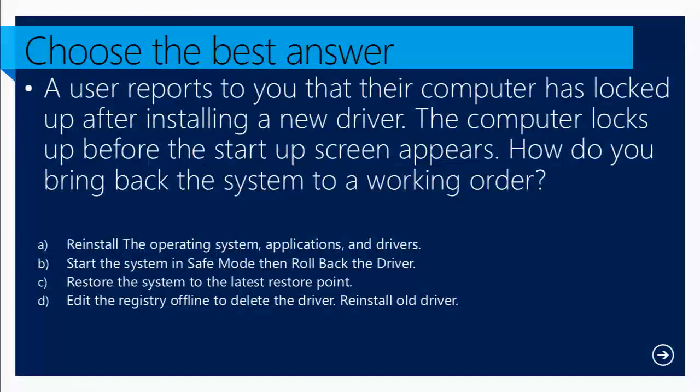This last one, I don't even know if you can edit the registry offline. I don't know what that is. And I put that in there on purpose. It's called a distractor. It's something put in the answer that doesn't make any sense, but you have to kind of know it doesn't make sense. It sounds good, but it just doesn't make sense. Now, between B and C, which one would you guess is the correct answer?